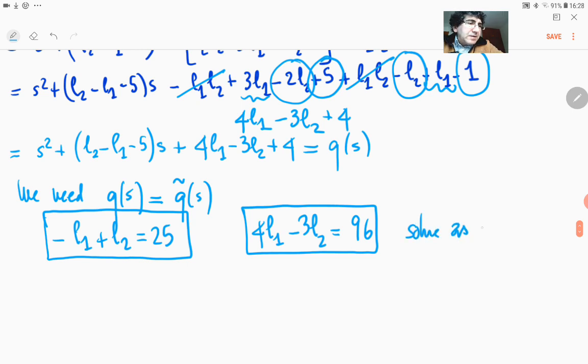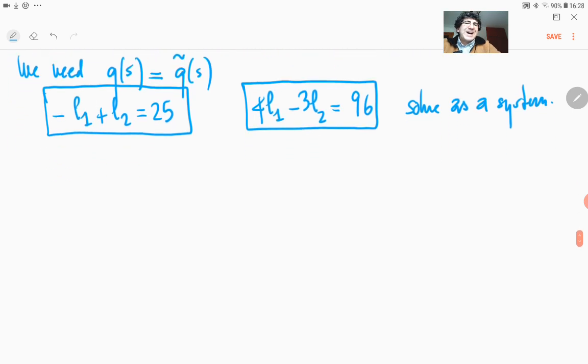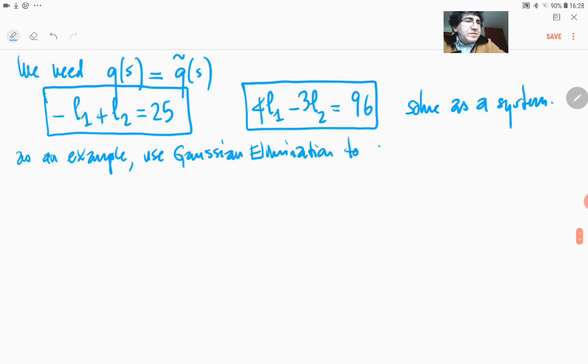So now obviously you can just eliminate one of the variables, express it in terms of the other one and solve for the remaining variable. You can do many things. The thing I will try to do is solve this using Gaussian elimination, which is a more general method because you can use it for systems of higher order. As an example, use Gaussian elimination, also known as Gauss-Jordan elimination, if you remember, to solve this system.